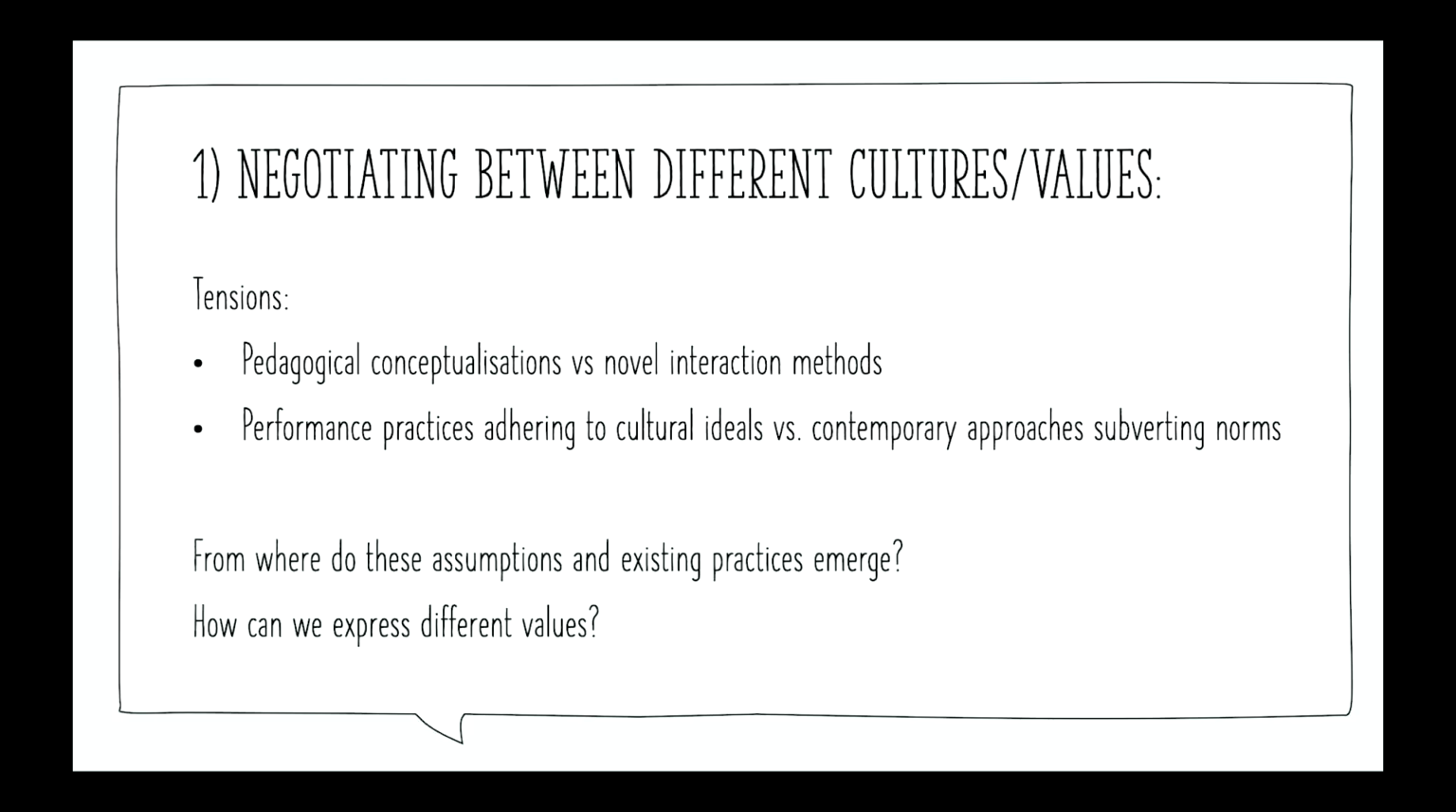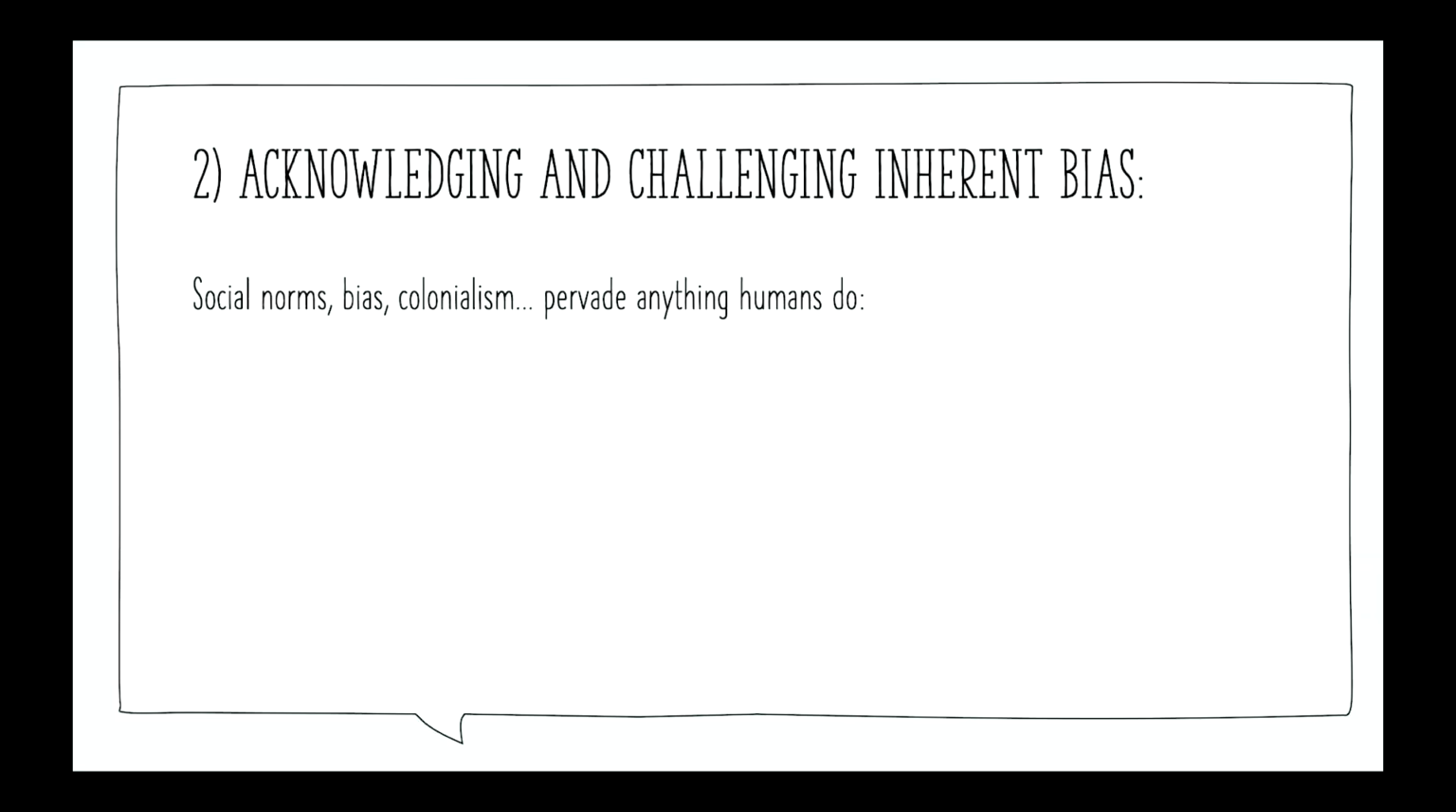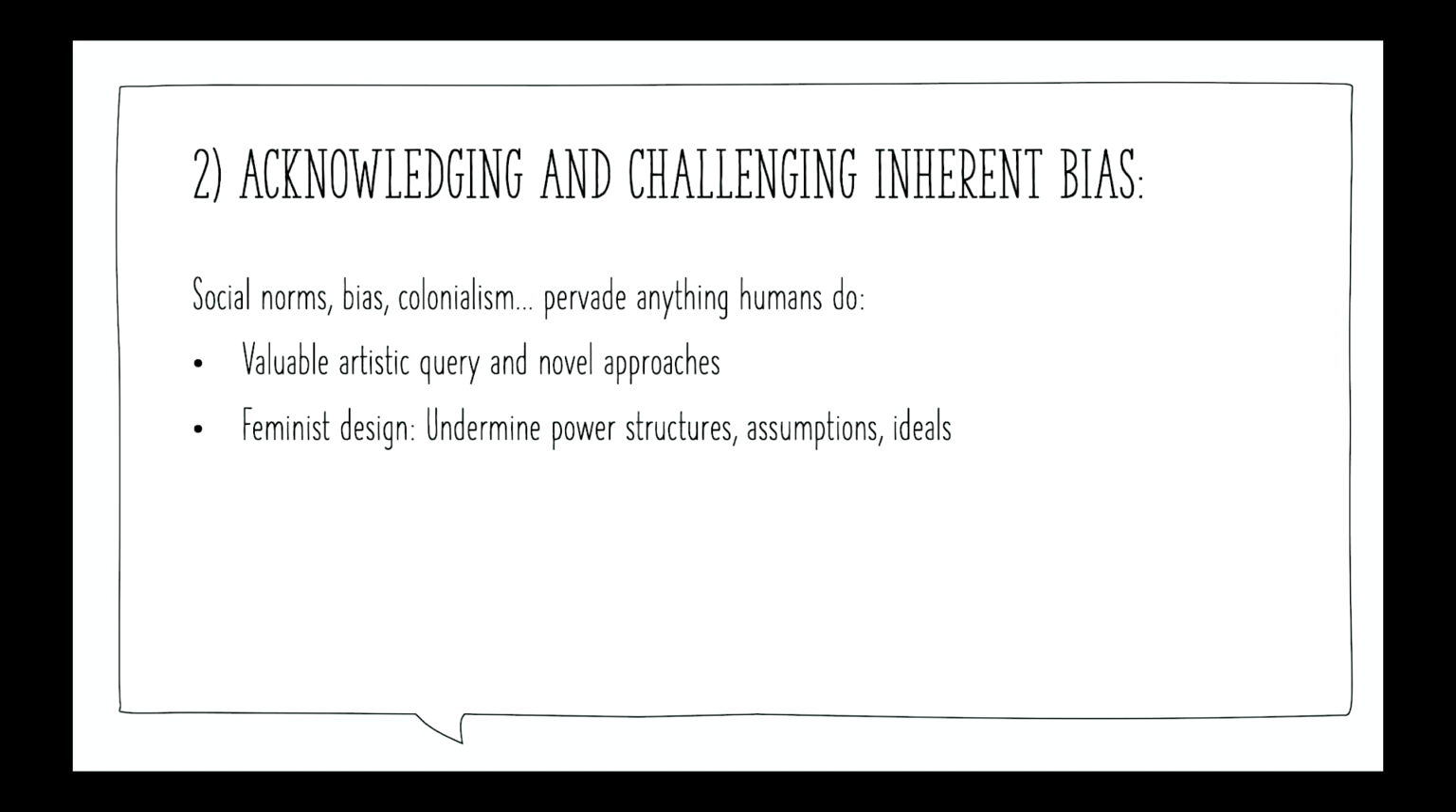So some questions to consider. Where do these assumptions and practices emerge from? We can identify them better. And then how do we actually express different valuations we have? And then for acknowledging and challenging inherent bias, we have artistic query and novel approaches that are available to us, but they are confounded by our social norms and sociocultural expectations. We can employ, for instance, feminist design to try to undermine these power structures, assumptions, labels on things, ideals.